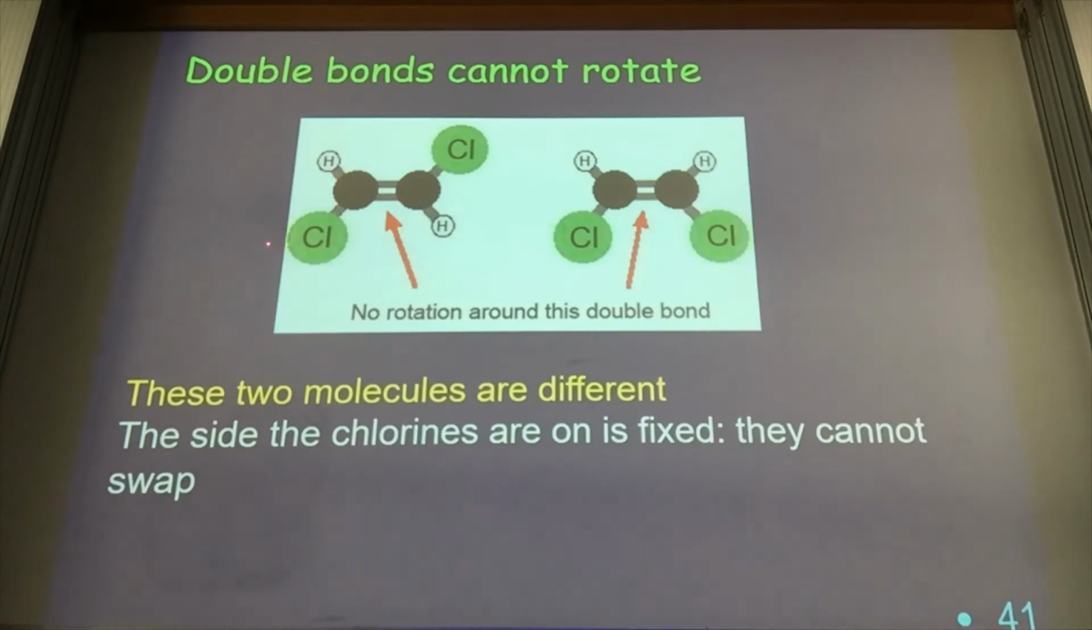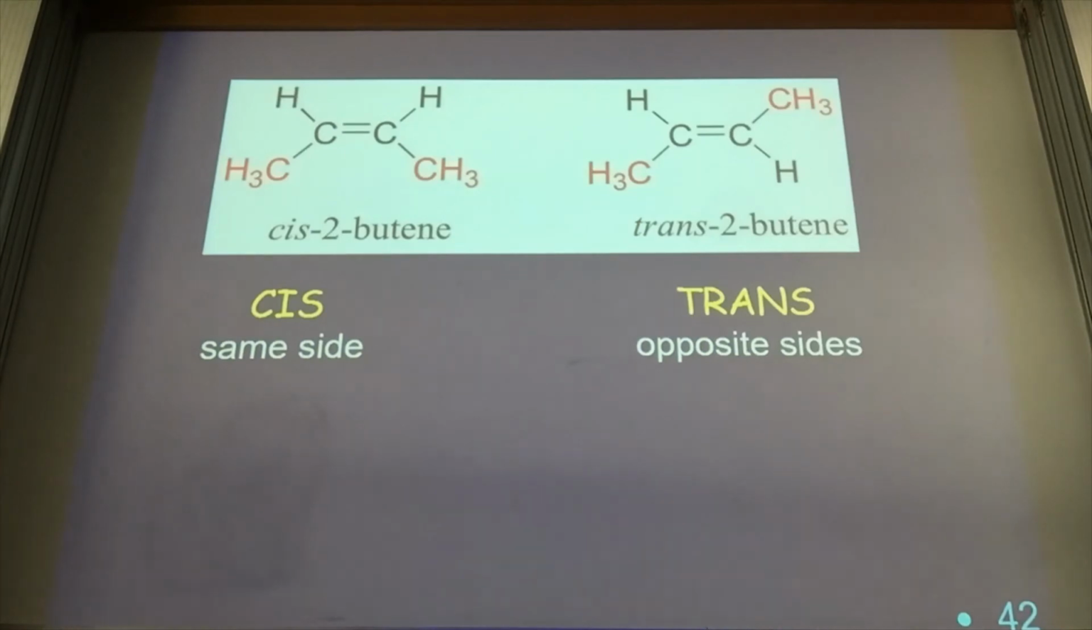So the chlorines are either going to be on opposite sides, they'll be trans, or they'll be on the same side, they'll be cis. And that's what this tells us. If the major functional group's on the same side, cis. If it's on opposite sides, it is trans.